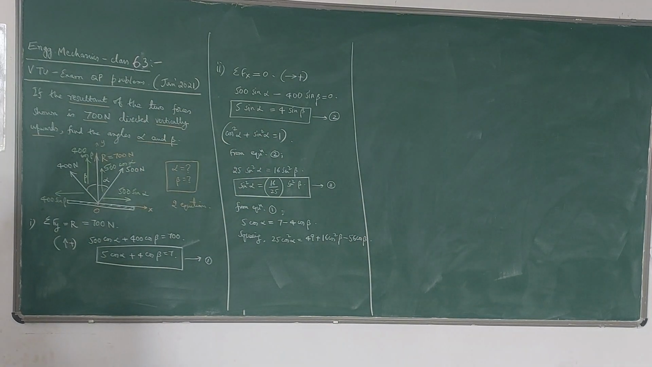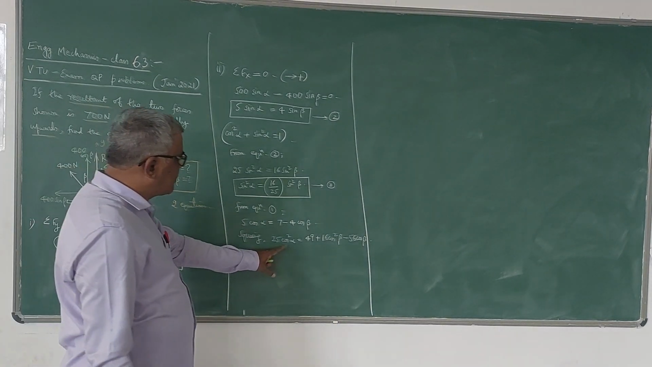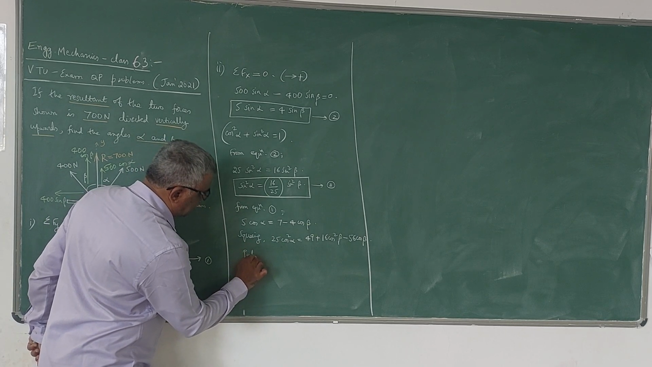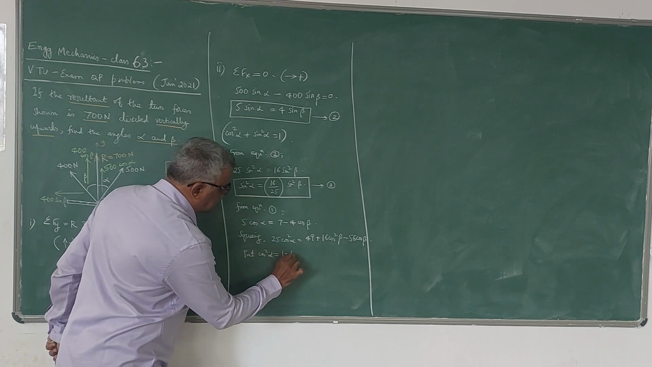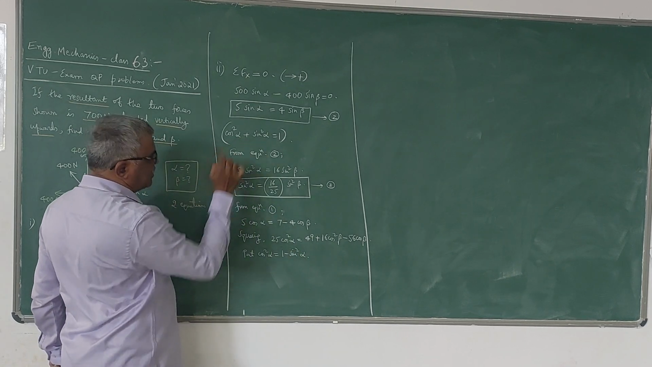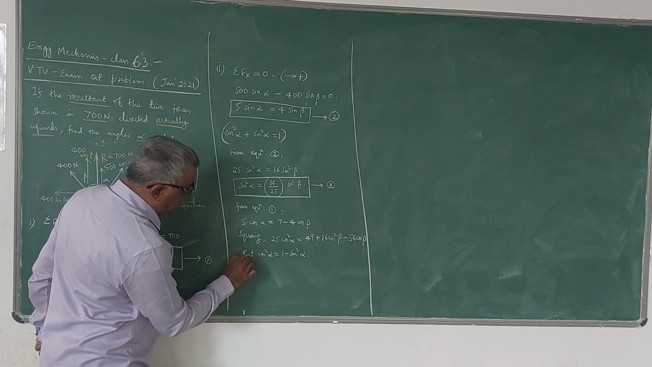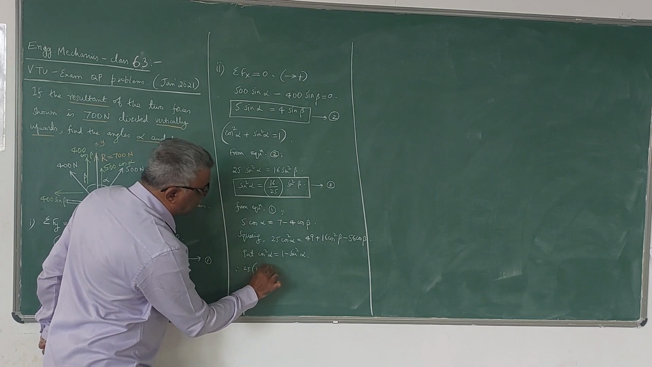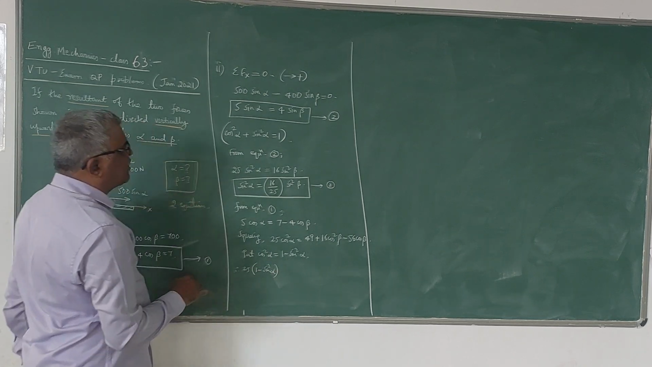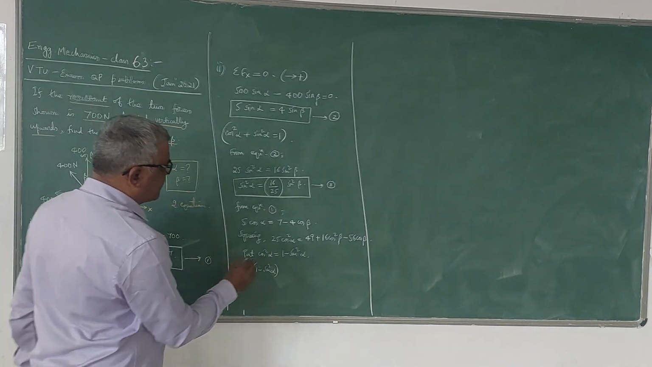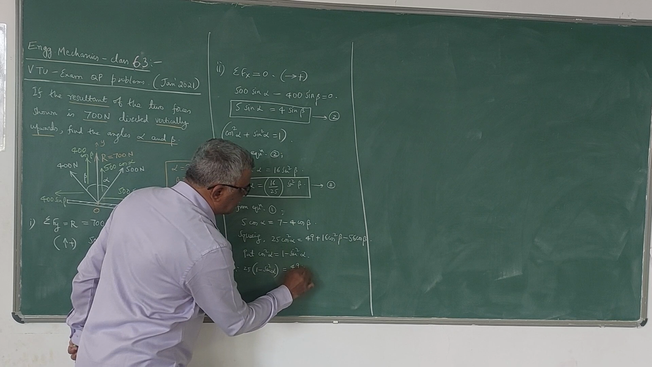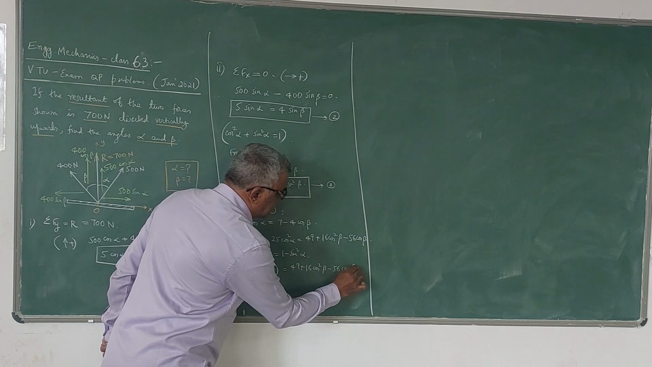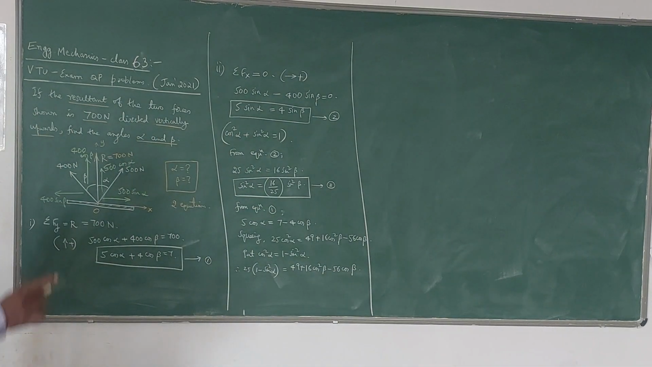Now what I will do here is, for this cos square alpha, I will substitute 1 minus sin square alpha. So put cos square alpha is equal to 1 minus sin square alpha using this relation. Therefore, this equation now becomes 25 into 1 minus sin square alpha is equal to 49 plus 16 cos square beta minus 56 cos beta. That means I am trying to eliminate this sine term.